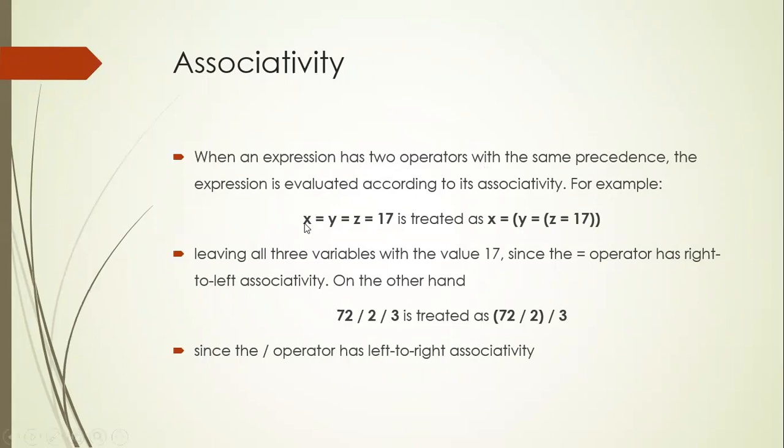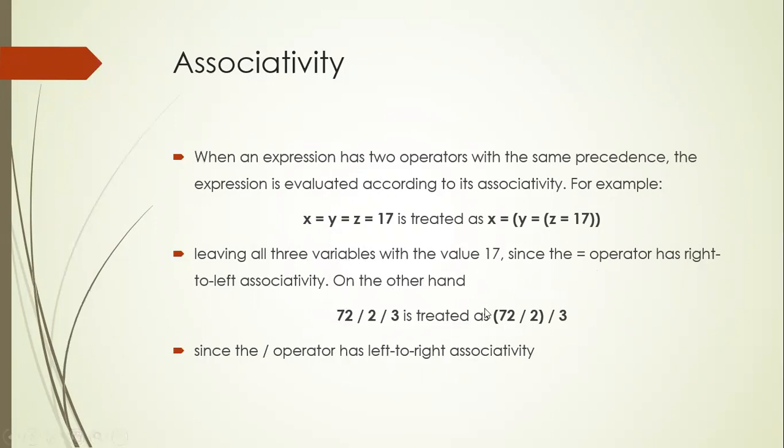For example, x is equal to y is equal to z is equal to 17. We have chained the assignment operator, and this is valid in Java. It will be treated so that z is equal to 17 is assigned first, then the z value will be assigned to y, and then to x, leaving all three variables with 17 as the answer, since the equal to operator has right to left associativity. I will discuss this, so don't worry.